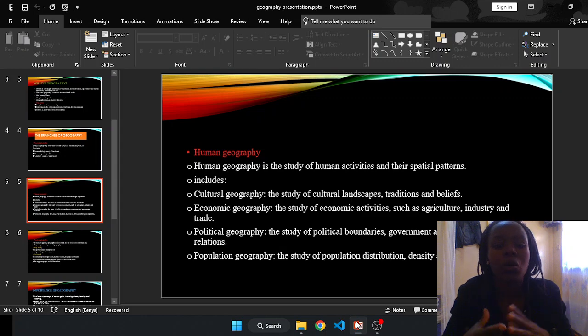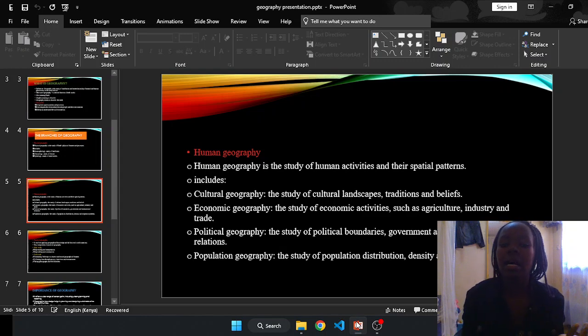From the term economic, these are things that we do so that we can earn income. So it's the study of economic activities such as agriculture. We can do agriculture and earn some income. Also, it provides us food that sustains us. There is also the development of industry. We can make tools for farming, which we sell and get money. Also trade in shops, we sell and buy things. So that is economic geography.